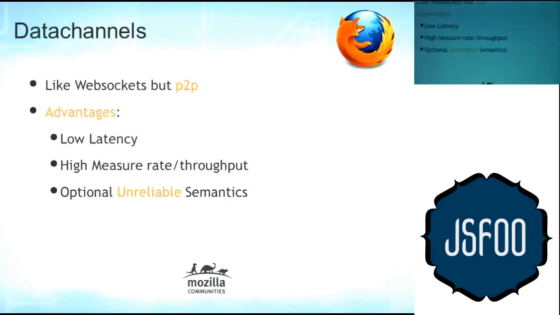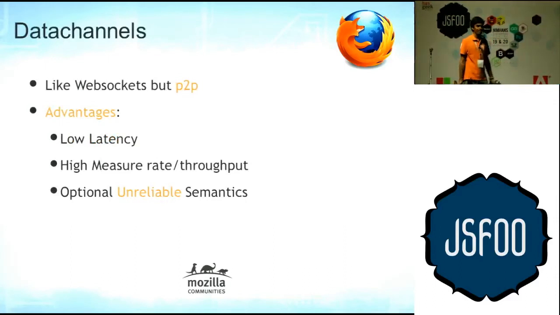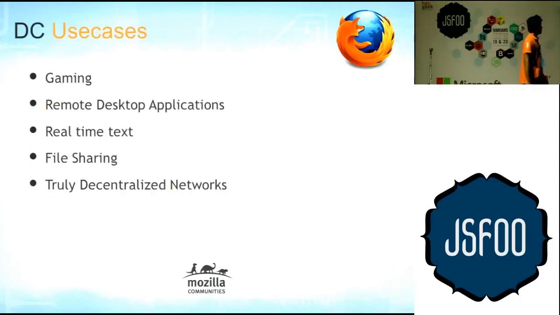Okay. So now to data channels. I don't have a working demo on data channels because it's so new that no one's actually developed anything on it. Data channels is basically like WebSockets. It's two-way, but it's peer-to-peer. The advantages are low latency, high message rate throughput, and this is the best part: you can have reliable or unreliable semantics, and it's totally up to the developer who's using the API.